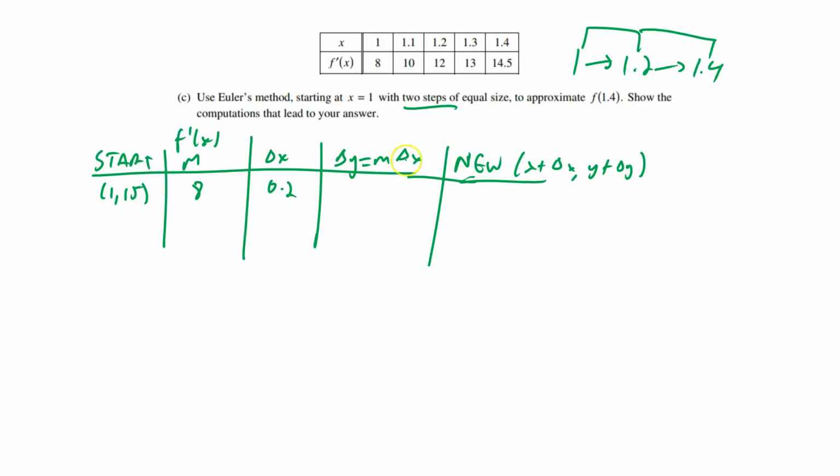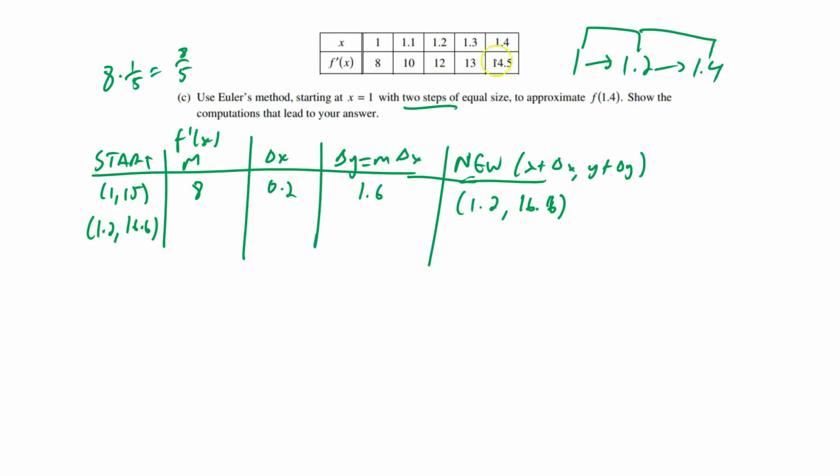So the change in y is going to be m times delta x. 8 times 0.2, 1.6. If you want to do this in fractions, it'd be 8 times 1/5, which is 8/5. You can do it with fractions, but in general, they make it easy enough that you can do just 1 or 2 steps using decimals. So our new x is going to be 1.2, and then 15 plus 1.6 is 16.6. All right, so that's our new starting point, 1.2 and then 16.6.